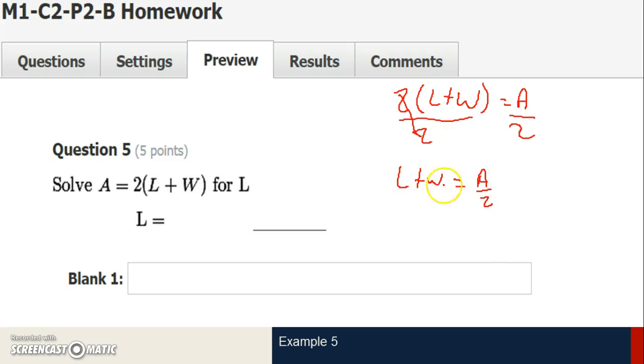Now I've got to eliminate the W since it's being added. I've got to subtract or add the opposite. This goes to 0. Subtract it on this side. I don't need to add a negative here. I can just write a subtraction.